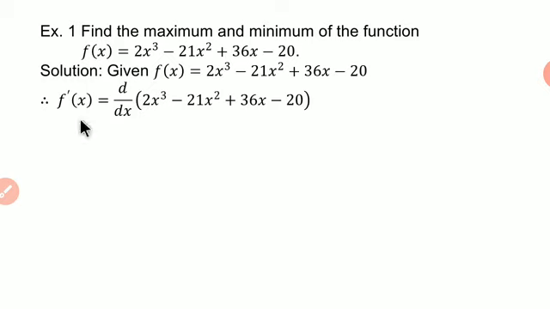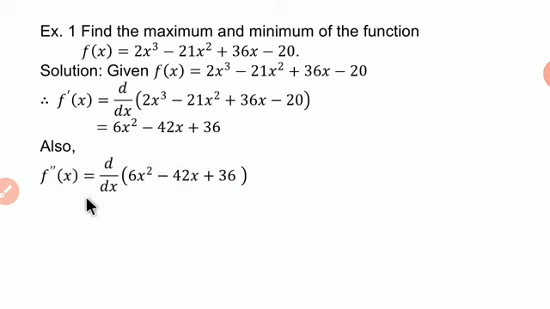Differentiate with respect to x, we get f dash of x is equal to d by dx of the given function, and it is equal to 6x square minus 42x plus 36. Also, if we again differentiate, we get f double dash of x is equal to d by dx of 6x square minus 42x plus 36. It is equal to 12x minus 42. This is the value of the double derivative.